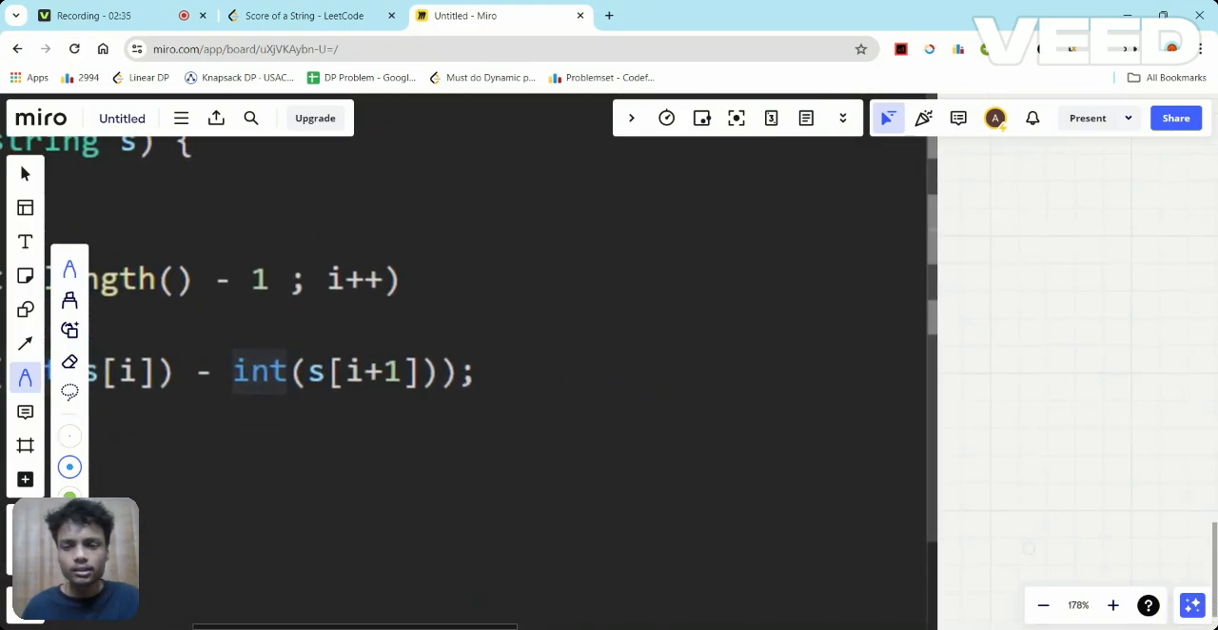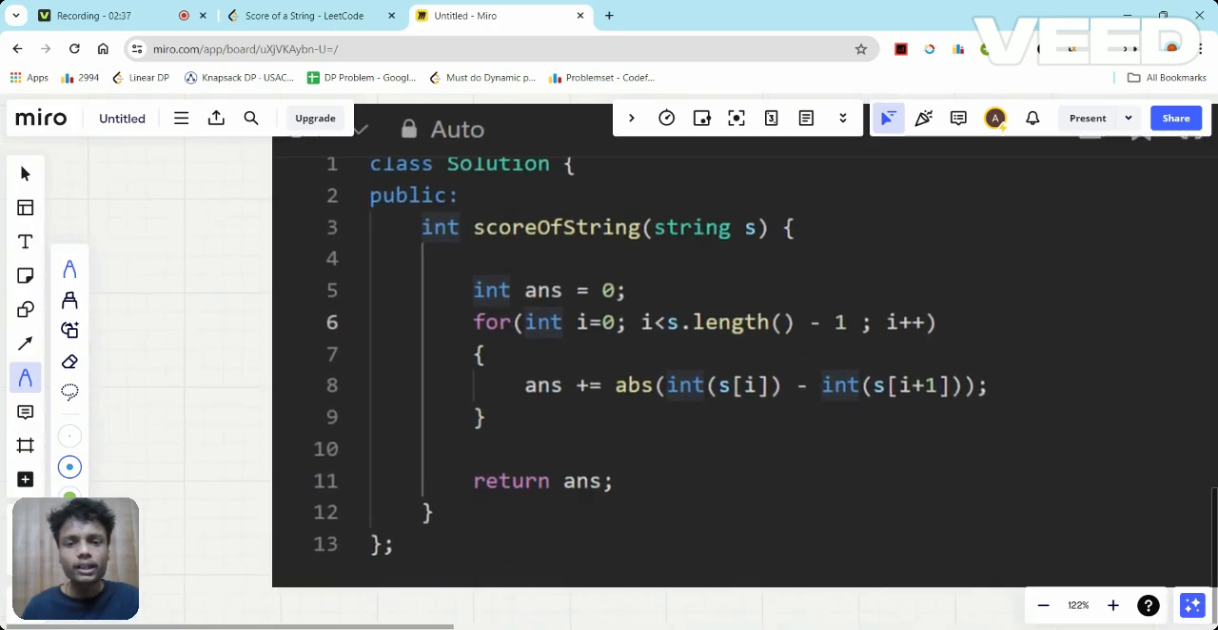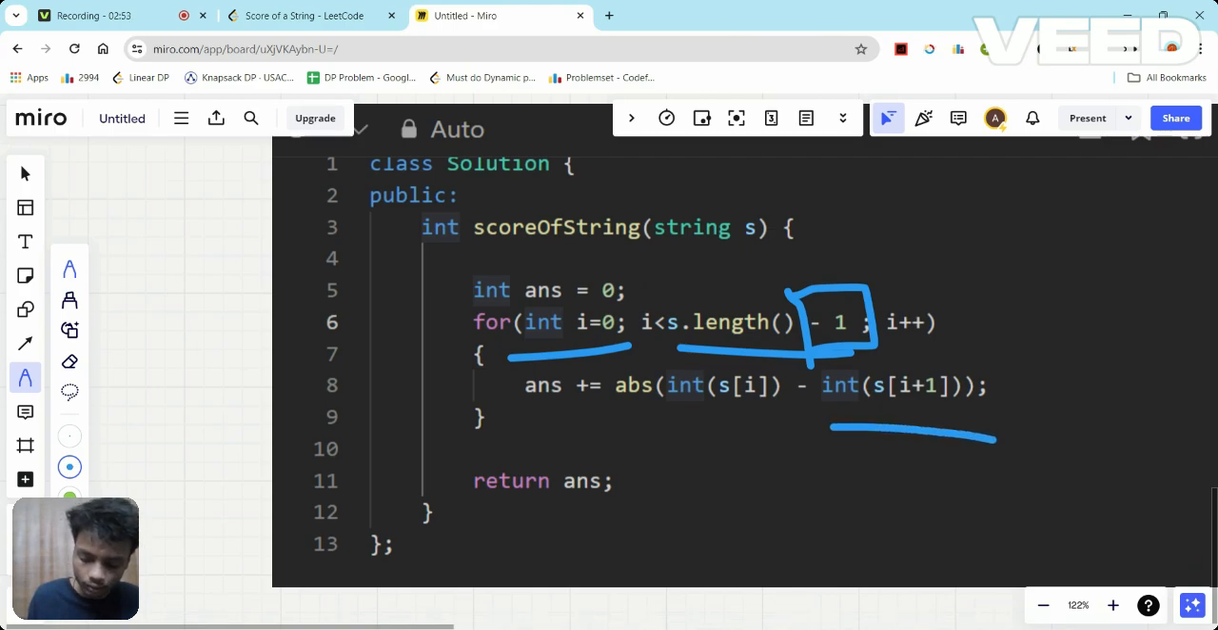First of all, I will run a loop from 0 to s.length minus 1, means up to the n minus 1th element, to avoid the next element condition. Because if I take it up to s.length, without the minus 1, then it will go beyond the string length, right? It will overflow, you can say. That's why I'm taking it minus 1.